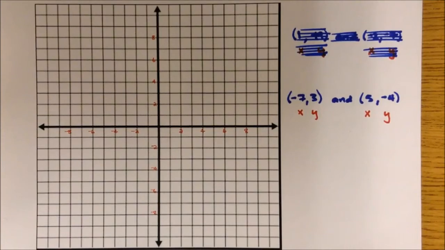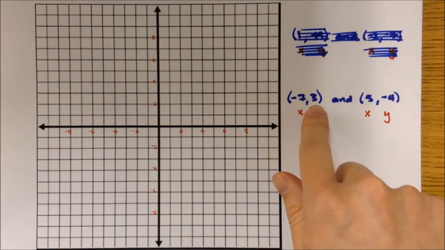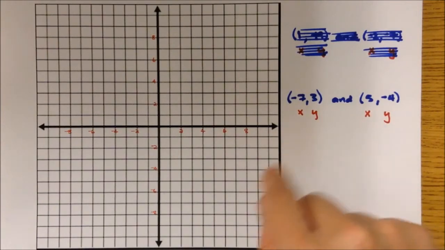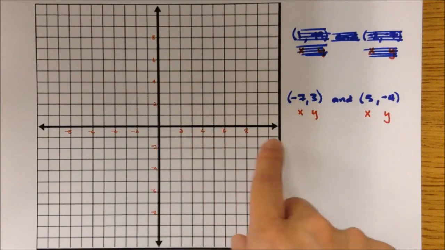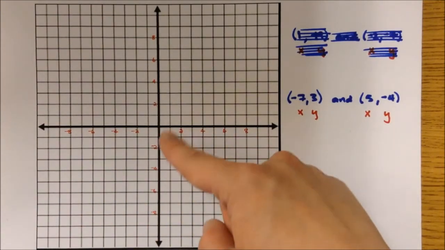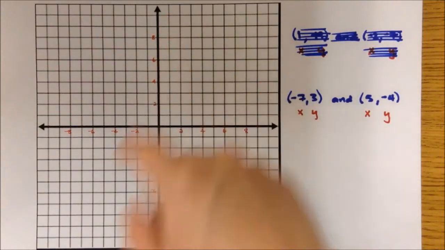Alright, in this second example, we're going to use these two given points, -7, 3 and 5, -4, and I label my x and y, and then on the graph I pre-label my positive x value, my negative x value, my negative y values, and my positive y values.